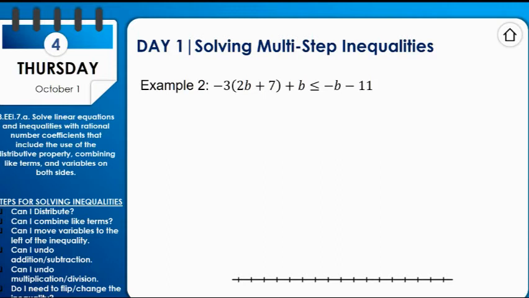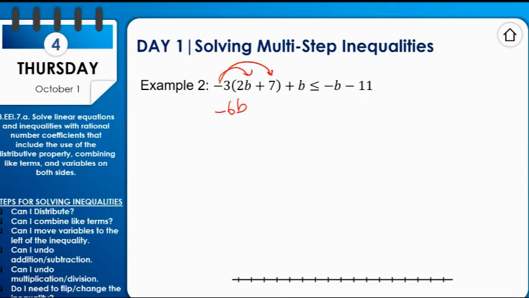In example number 2, again, we're going to walk through the steps. I will tell you that in both of the examples, we will examine changing or flipping the inequality because I want to make sure that you see how that process works. So, can I distribute -3? Yes. I distribute -3 to everything inside the parentheses.